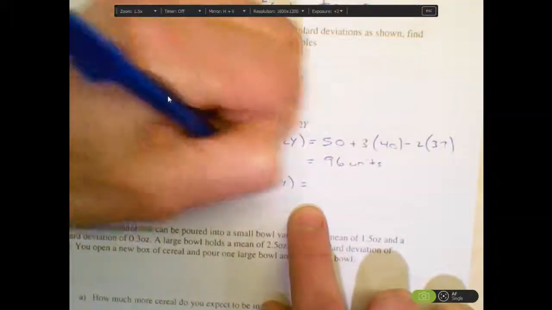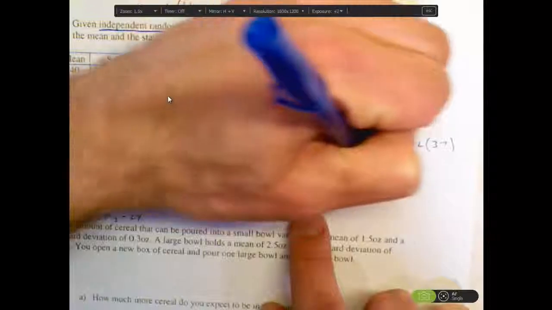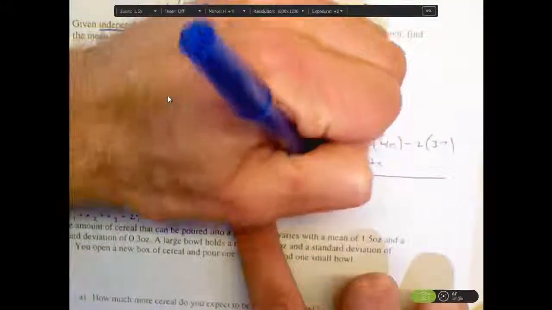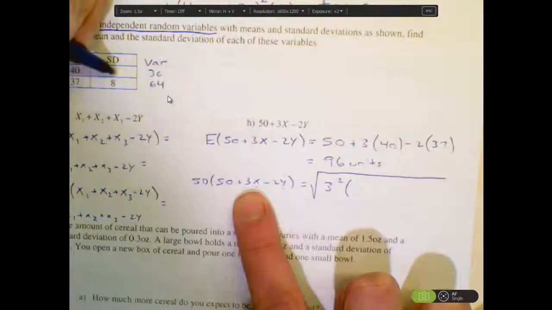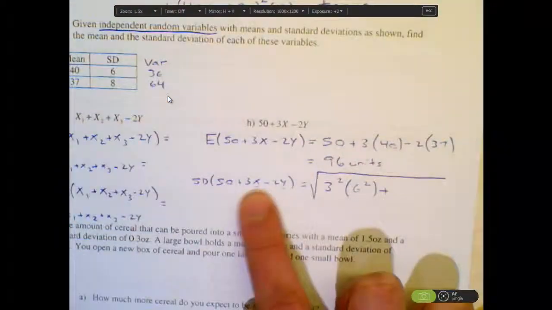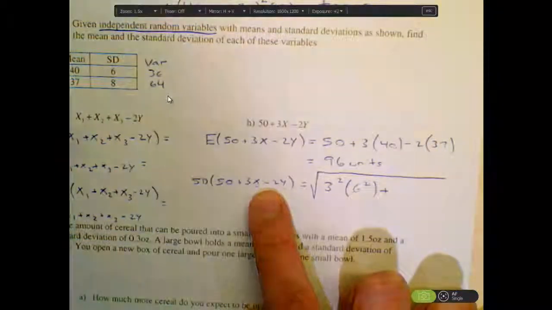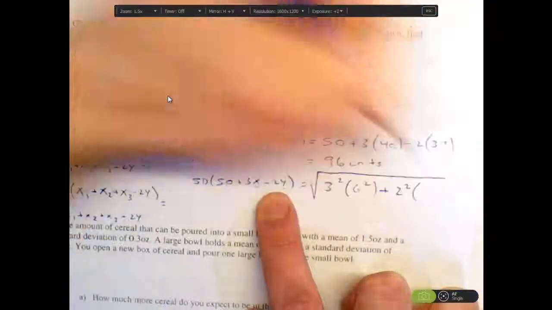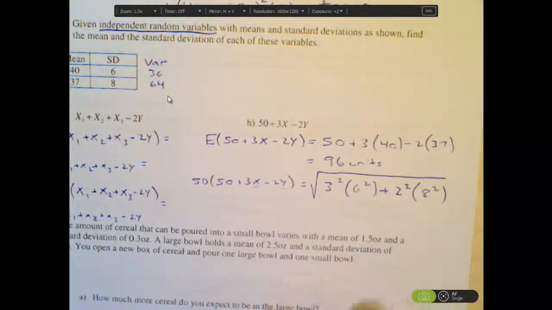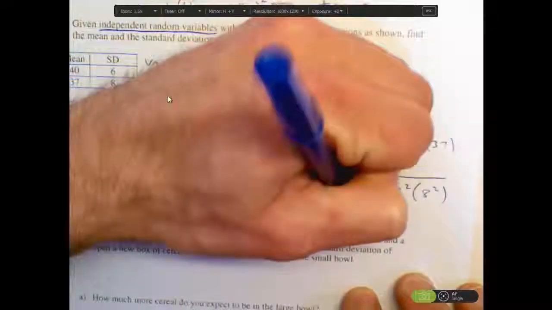I do have independent random variables, x and y, so I still need to add the variances. So I'm going to need to do 3 squared times the variance of x, which is 6 squared, plus, always adding variances regardless of if you're adding or subtracting, 2 squared times the variance of y, which is 8 squared. And this is going to give me 24.1 units.